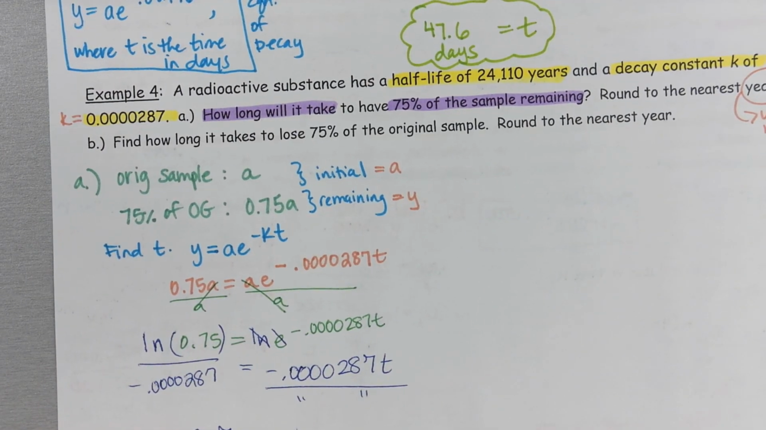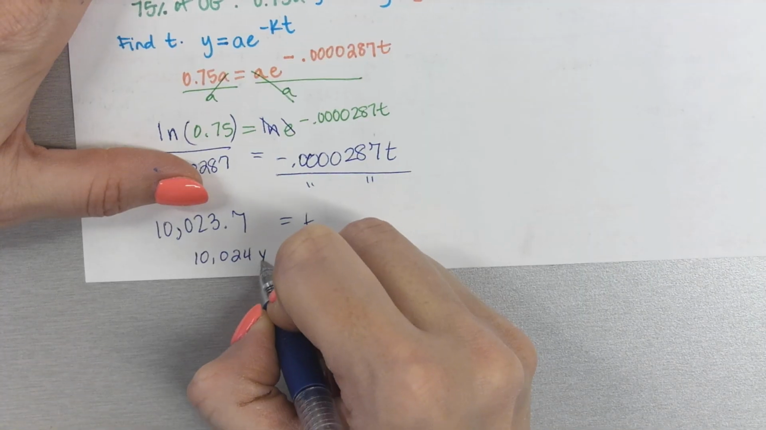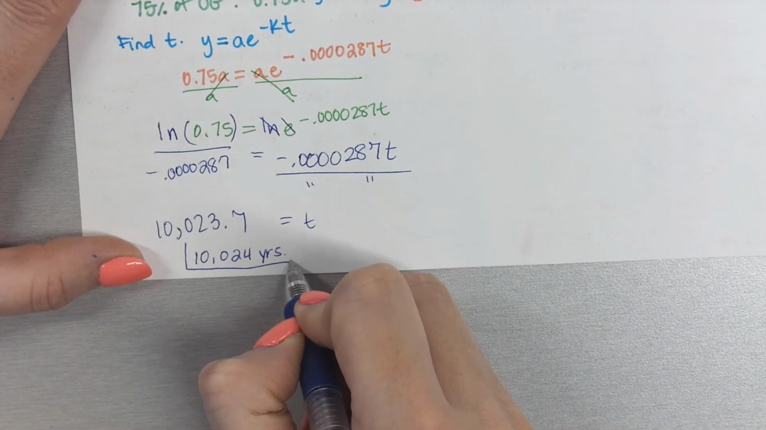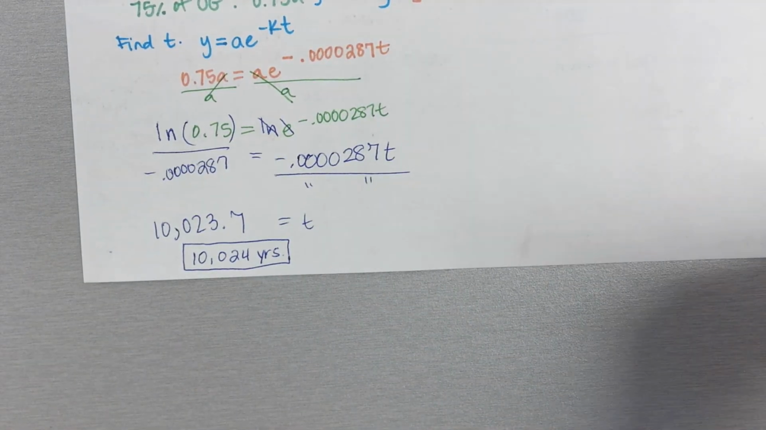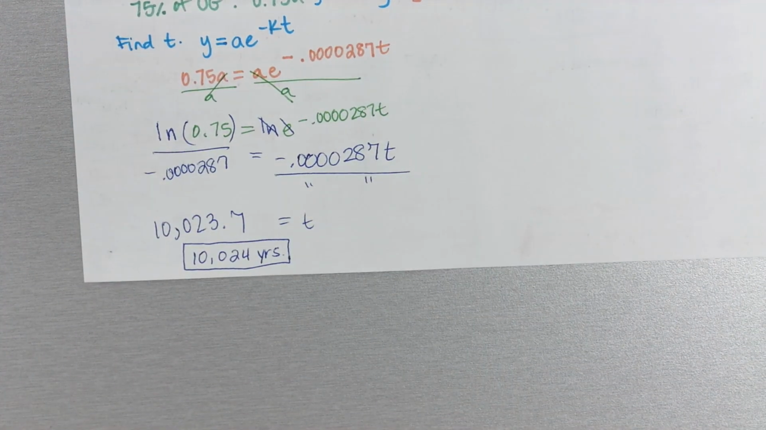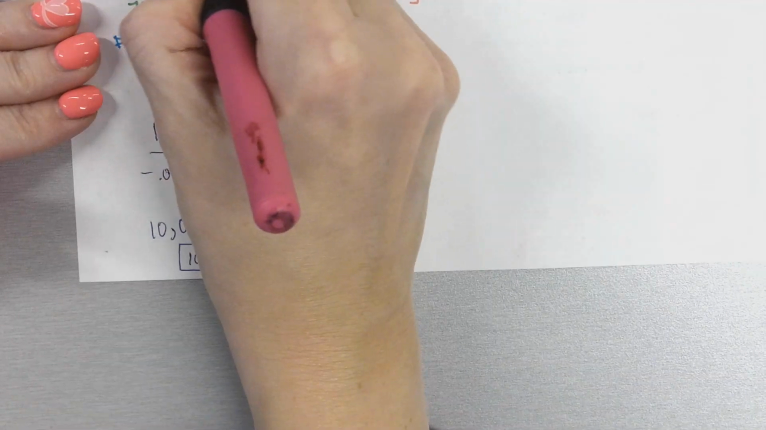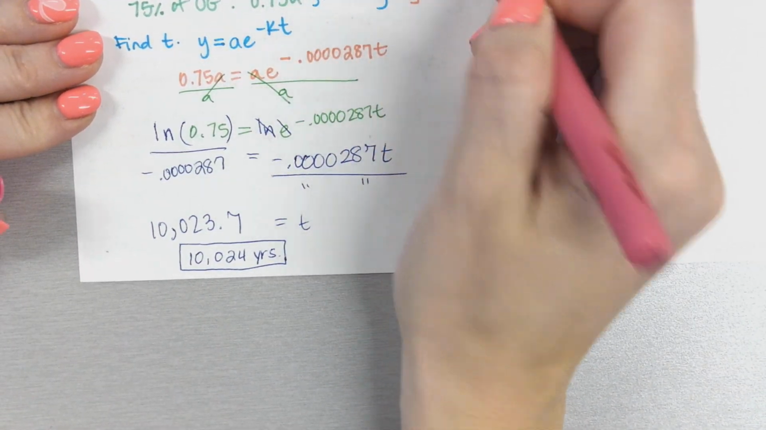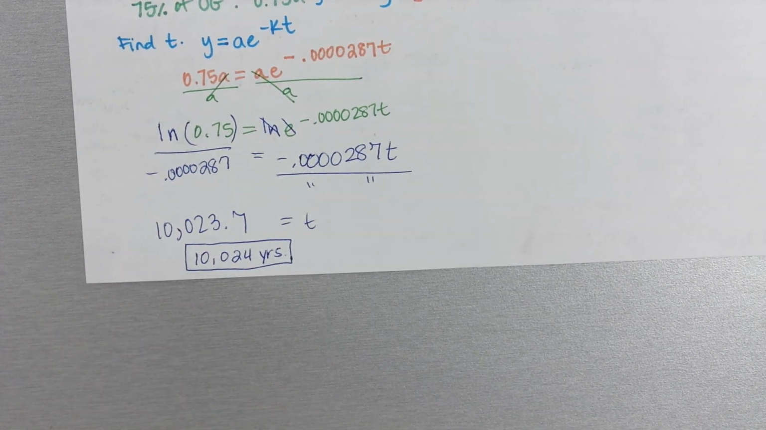So when you guys did it, you should see the 10,023.7. So 10,024 years. Which is why we don't like radioactive substances. All right, do you guys want to try B? The language is a little bit different. So find how long, so we're finding the time again, it takes to lose 75% of the original sample. Yeah, so there's 25% left.